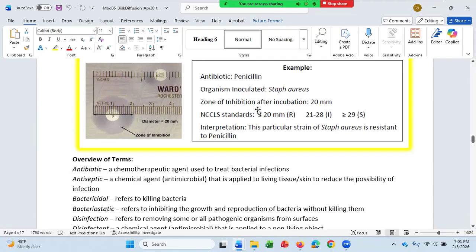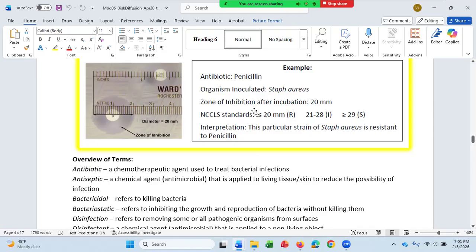And if the zone of inhibition is 20 millimeters, we then look at the NCCLS standards, and we find that if the zone of inhibition is 20 millimeters or less, we say that this bacteria, Staphylococcus aureus, is resistant to this antibiotic. Any question about that?